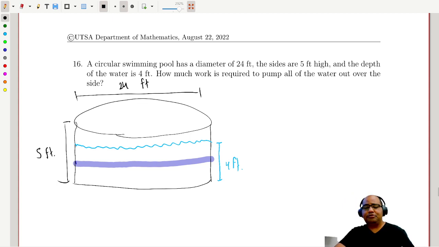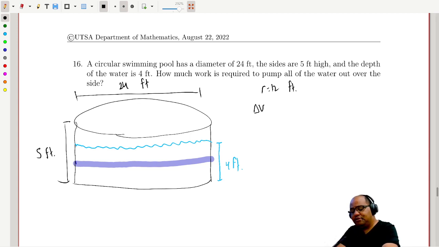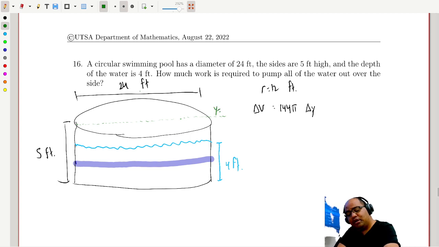Now, because this is a cylinder, the volume is actually very easy to compute. So here we know that the radius is 12 feet. And so now a little volume element here, delta V, is going to be equal to, well, the radius is 12 feet, so the volume of a cylinder is pi r squared h. So we'll have the square of our radius, which is 144, times pi, and then some thickness, let's call it delta y. I forgot to mention also, we're going to set our 0 for the coordinate system to be the top of the pool here. So the top of the pool is y equals 0, and going down is in the plus direction.